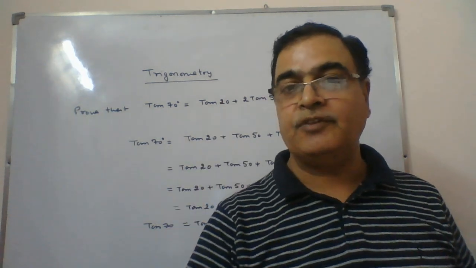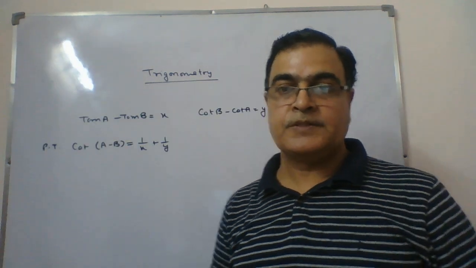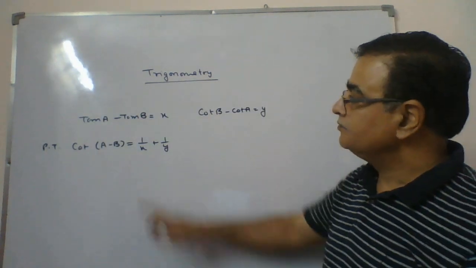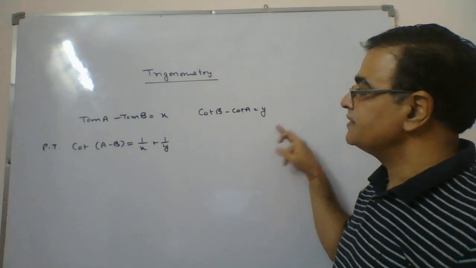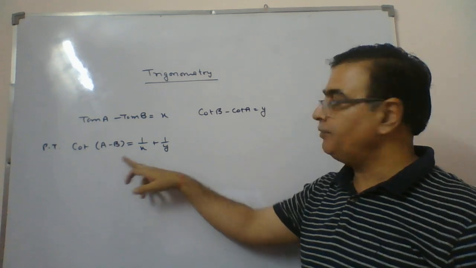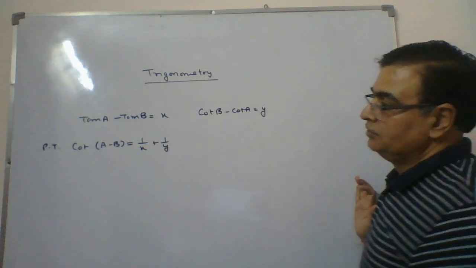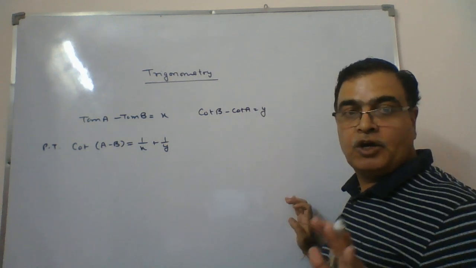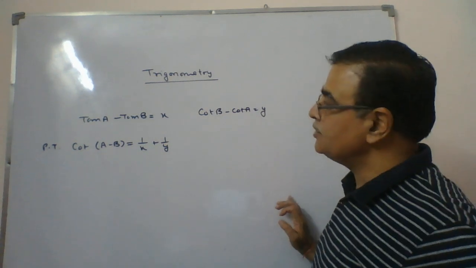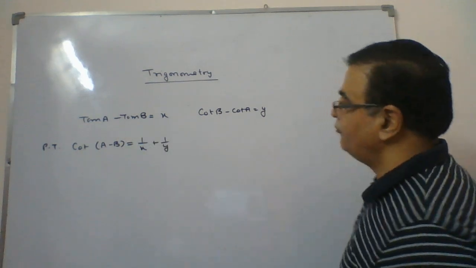So on tan 10 we have done 3 questions. Now we are coming to the next question. Tan A minus tan B is given as x, cot B minus cot A is given as y, then prove that cot(A minus B) is 1 by x plus 1 by y. First, because we know the formula of tan(A plus B) and tan(A minus B), this is already a result for us, but we will convert this into tan first.